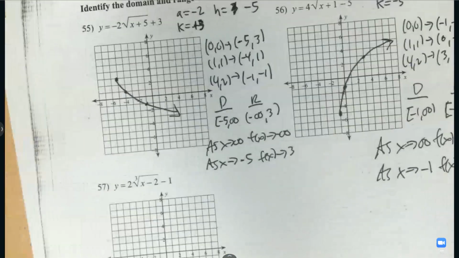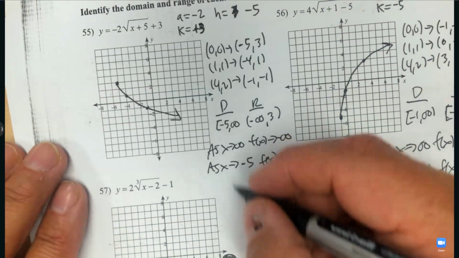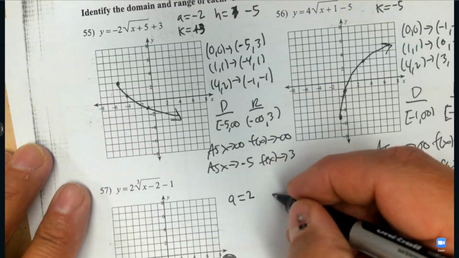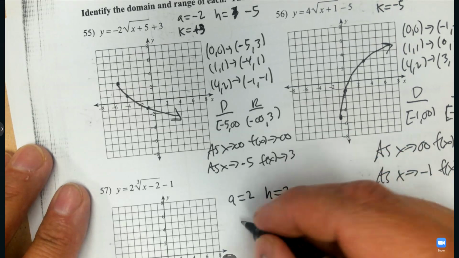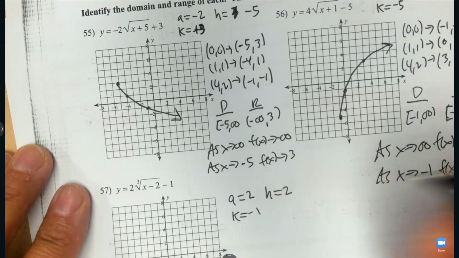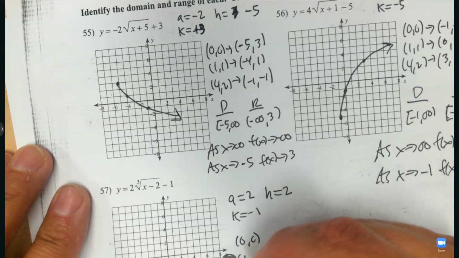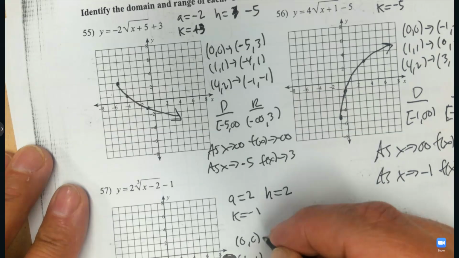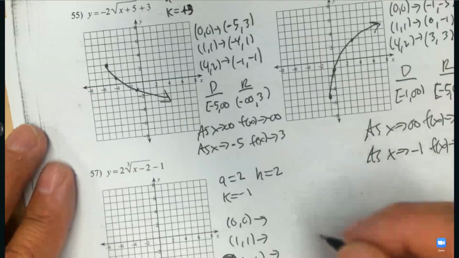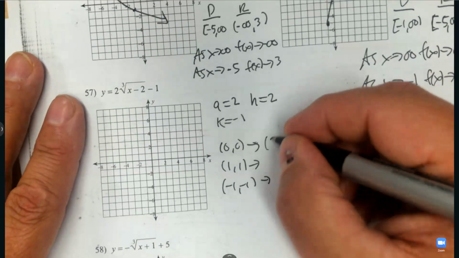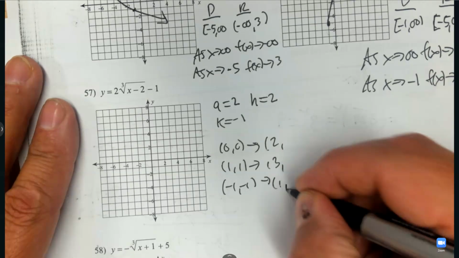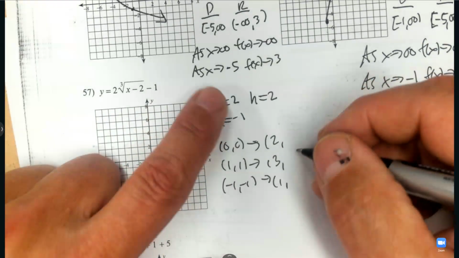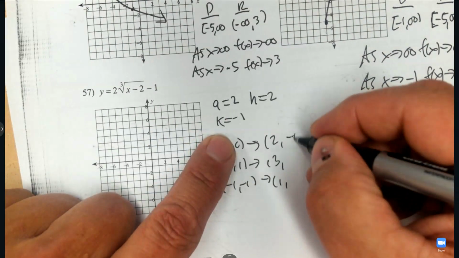All right, cube root. So for a cube root, we're going to start the same way. So a is 2, h is positive 2, and k is negative 1. For a cube root, it's 0, 0, 1, 1, and negative 1, negative 1. So again, we're going to add 2 to every x value. And then to the y value, we're going to multiply times 2 and subtract 1.